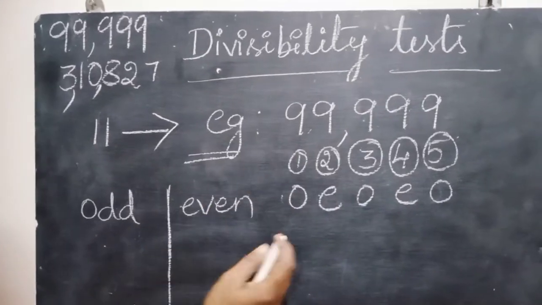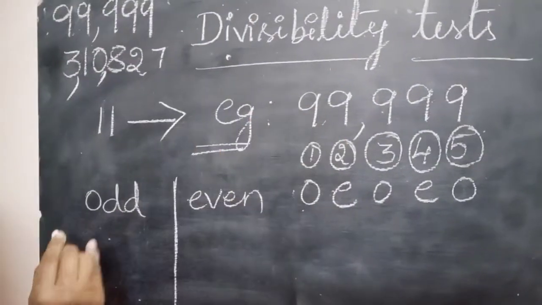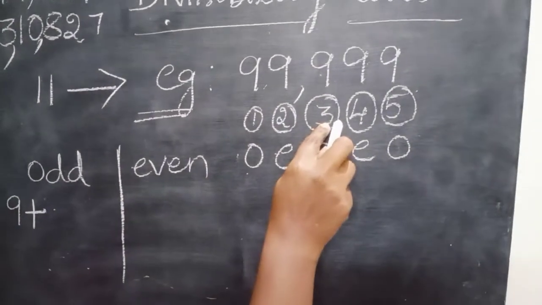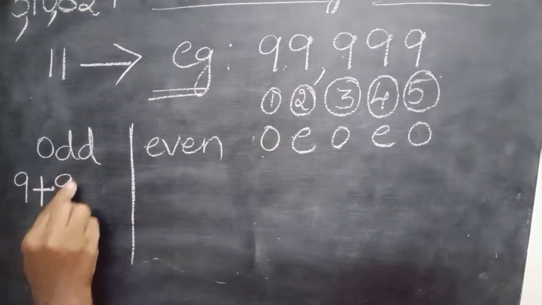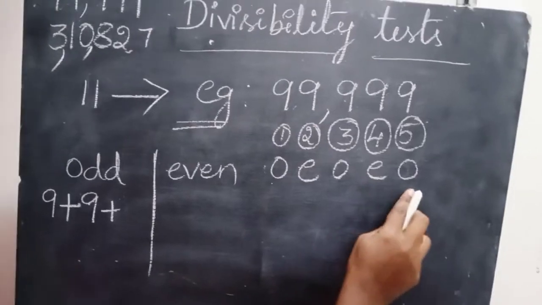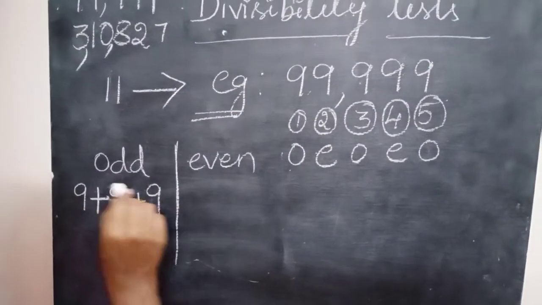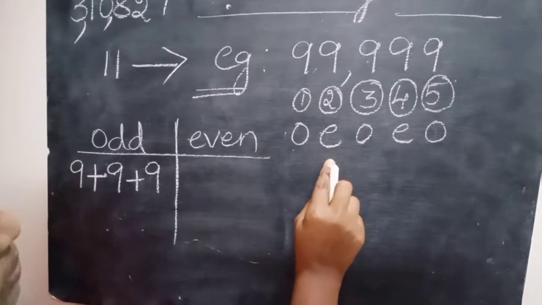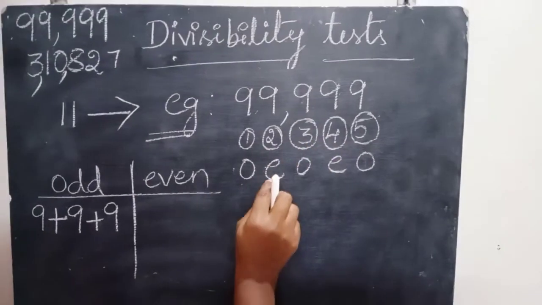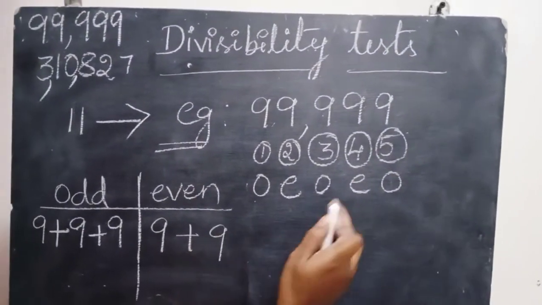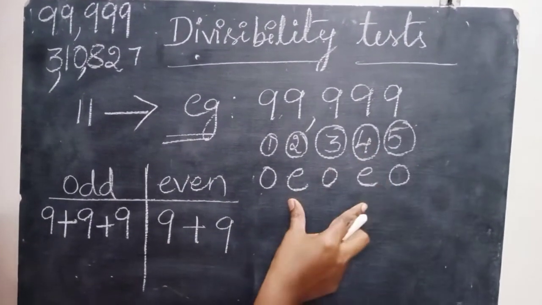See here, odd places. First place, that is 9 plus. Third place is odd here, that is 9 plus. Again odd, that means fifth place. Fifth place, what number do we have? 9. Now even places, second and fourth. The second one is 9 and the fourth place is 9. We don't have 6 here, so only 2 even numbers.